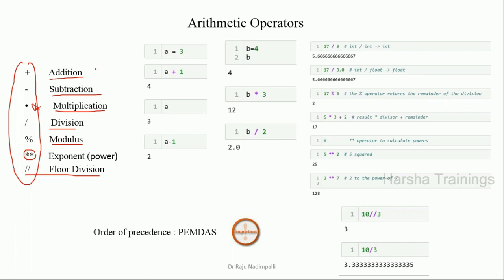I think everyone knows about addition, subtraction, multiplication, so I don't concentrate much on them. For example, if I take a equal to 3, a plus 1 is 4. Everyone knows about it. Now a minus 1 means 3 minus 1 is 2. That I am not discussing. But we have to concentrate more on these operators: slash, mod, and floor division.